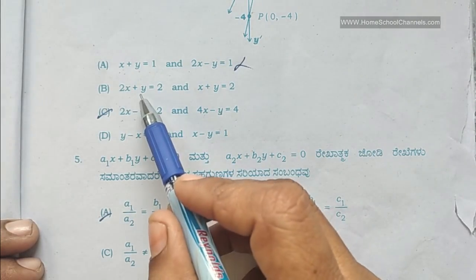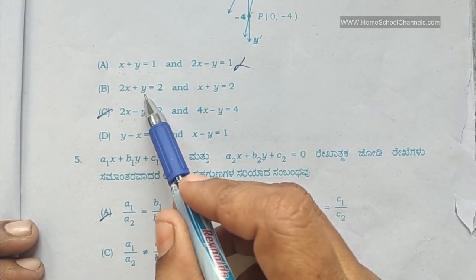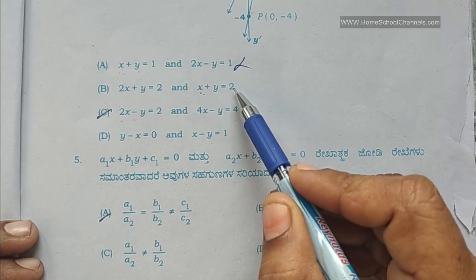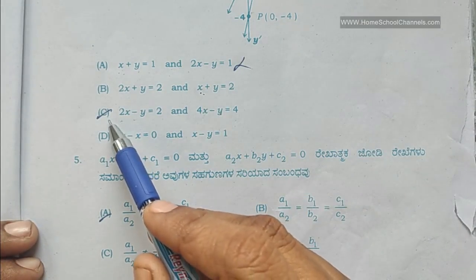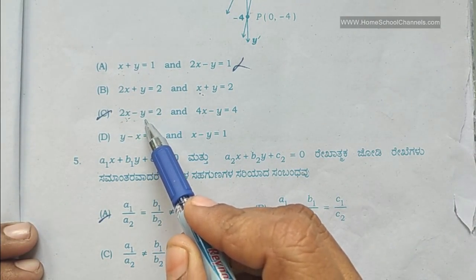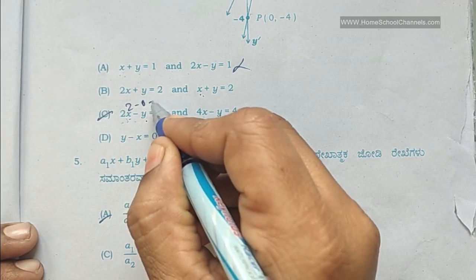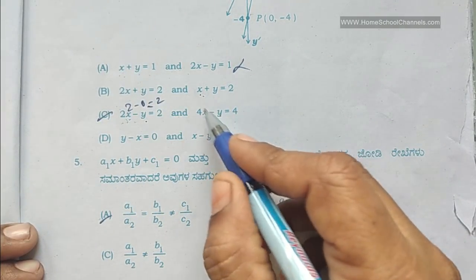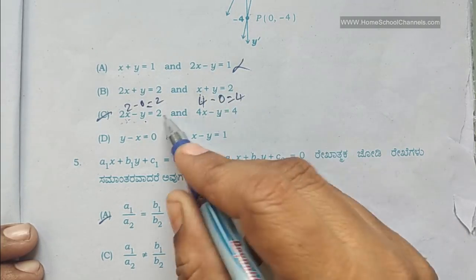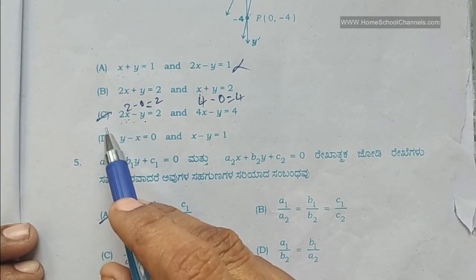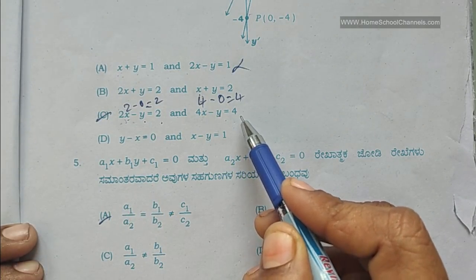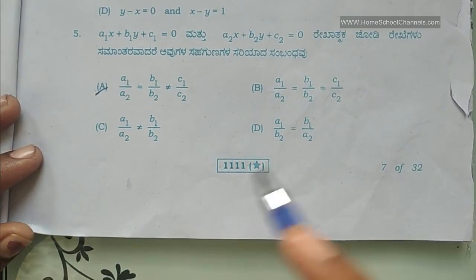Let's go with this. X value 1 and y value is 0. 2 plus 0 is 2, and here 1 plus 0, 1 is not equal to 2. Therefore, we go with the C option. 2 into 1, 2 minus 0 is 2, and here 4 into 1, 4 minus 0 is 4. Yes, this is the right option. So option C, 2x minus y equal to 2 and 4x minus y equal to 4 is the correct answer.